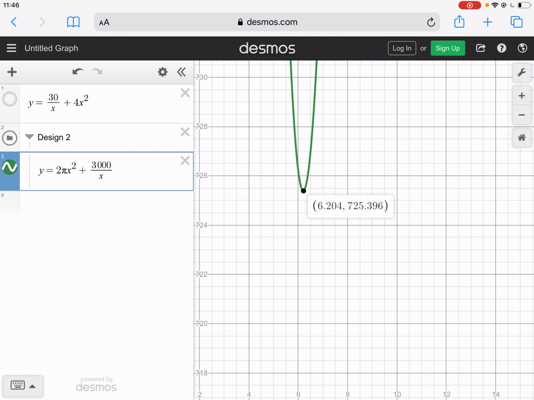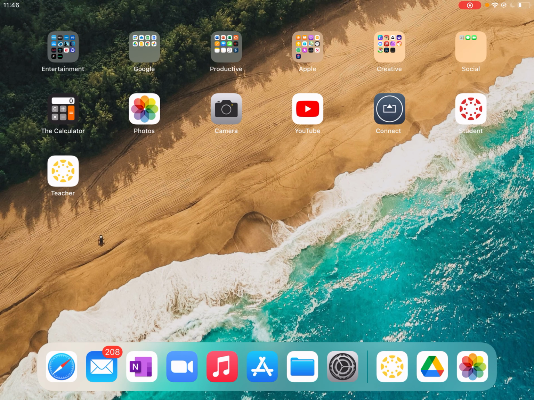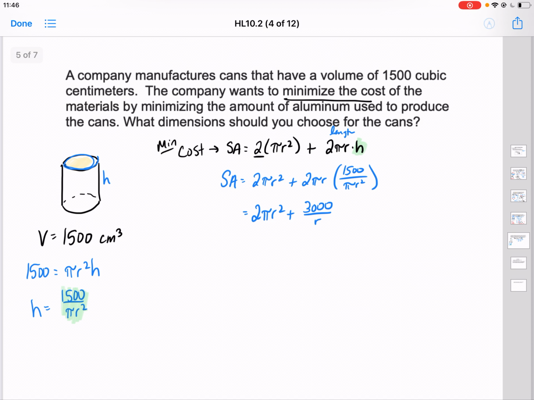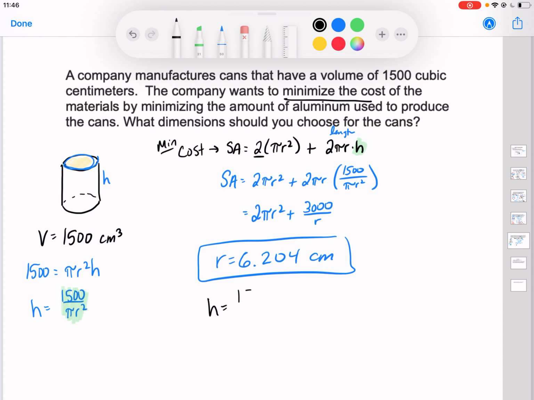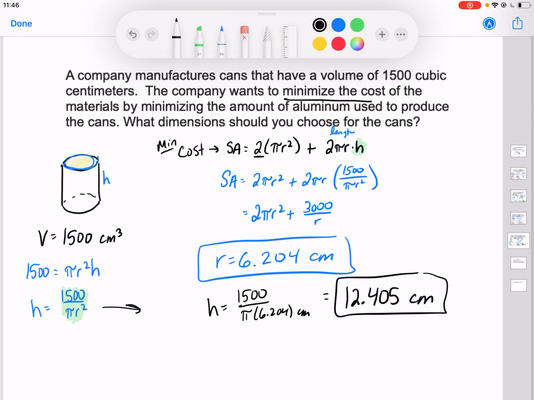Okay, so our radius is 6.204 centimeters. So from Desmos, we got the radius, 6.204 centimeters for our radius. So then to find our height, you're going to go ahead and plug it into our equation over here. So 1,500 over pi times 6.204 centimeters. And that's going to give you 12.405 centimeters as your height. So that would be the dimensions.